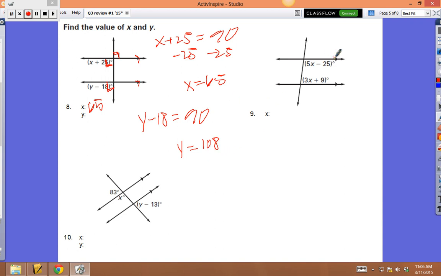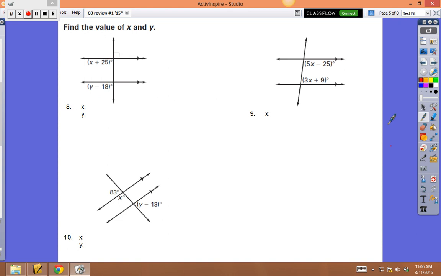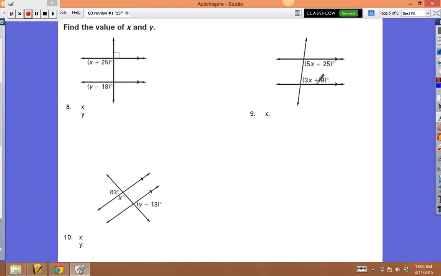Okay, number 9. These two lines are parallel, so these two angles have to add and give you 180. They are not the same. They're going to add and give you 180 because they are consecutive interior angles, and those add and give you 180.